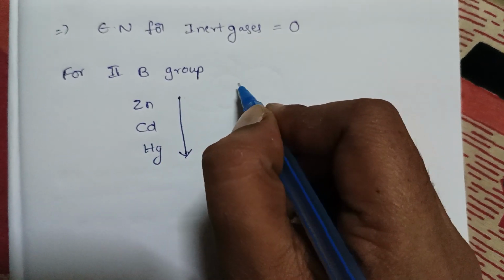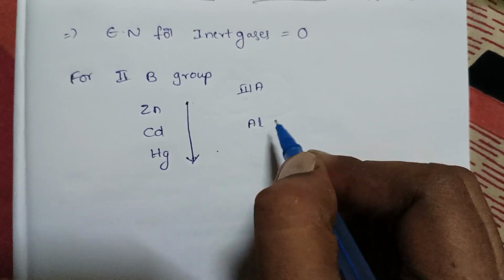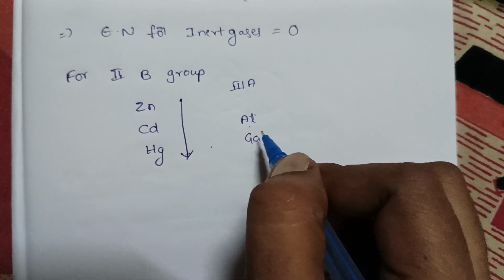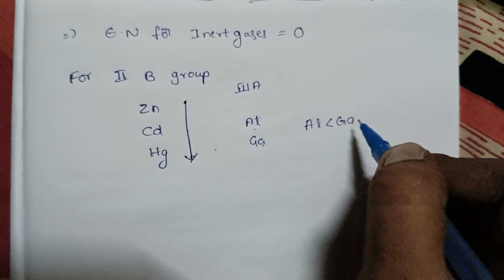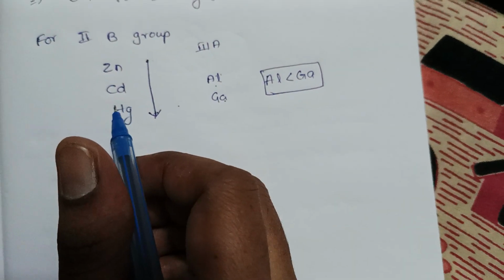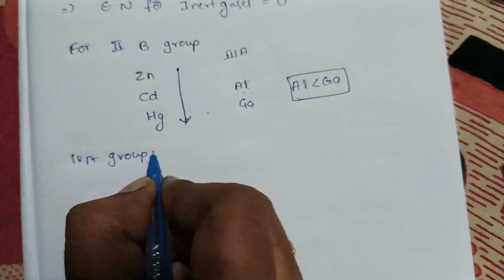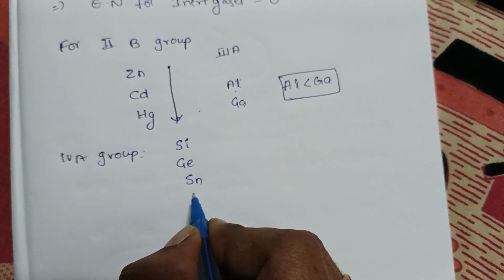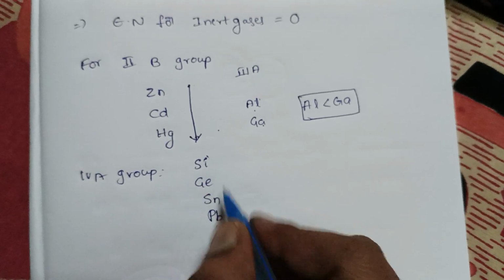And for group 3A, aluminium, gallium: aluminium should have more electronegativity than gallium, but here we observe aluminium is less than gallium. And one more thing, for the fourth A group, silicon, germanium, tin, lead, there is actually no change in electronegativity.